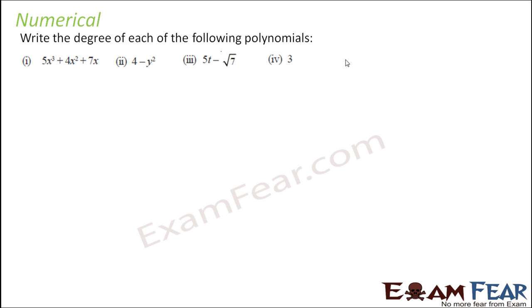Write the degree of each of the following polynomials. Degree is nothing but the highest power. First, let's check if it is a polynomial. If yes, we'll check the degree. So x to the power 3, 2 and 1. It is a polynomial. Yes. Let's take the degree. Degree is the highest power. X to the power 1, 2 and 3. The highest power is 3. So the degree is 3.